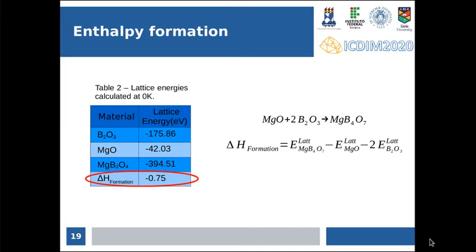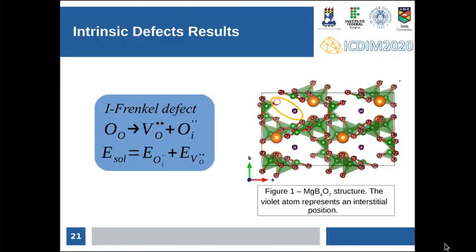It's confirmed that all potential is good to reproduce the MBO. So now I will present for you in the next slides the results for intrinsic and extrinsic defects. Before showing the results, I need to explain how we got them.